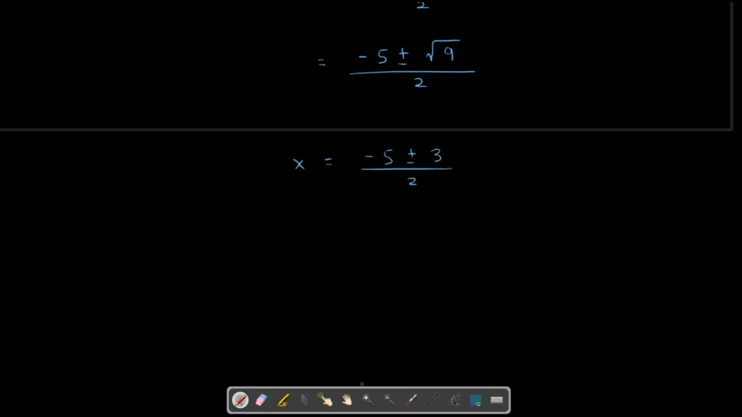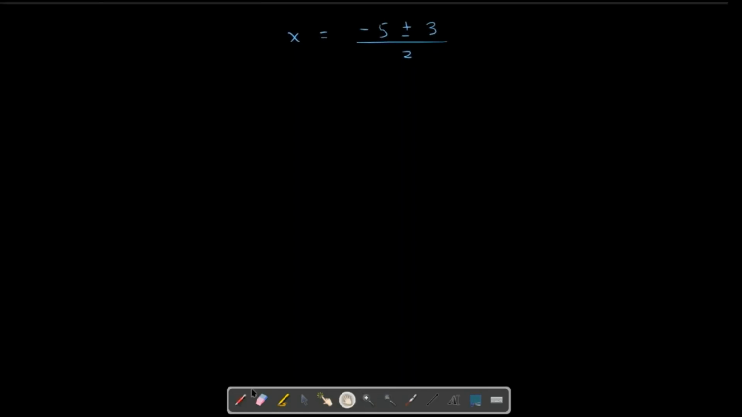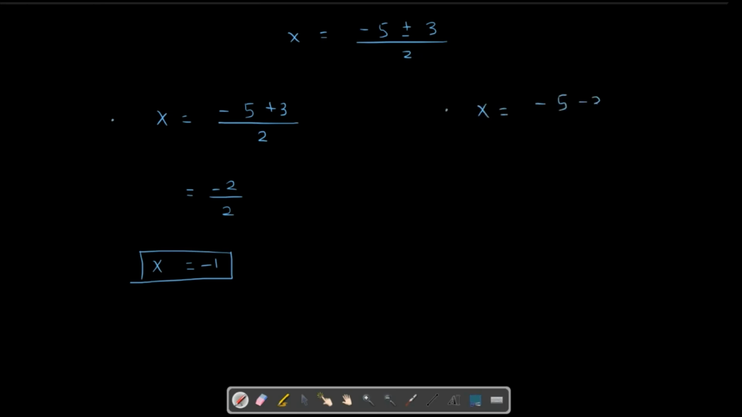Now we see that there are two roots. One root when we take positive, and one root when we take negative. If we take the positive sign, the root will be negative 5 plus 3 over 2, which is negative 2 over 2, which is negative 1. So negative 1 is one root. Another root would be when we take the negative sign. So it's negative 5 minus 3 over 2, which is negative 8 over 2, which is negative 4. So the two roots of this quadratic equation are negative 1 and negative 4.